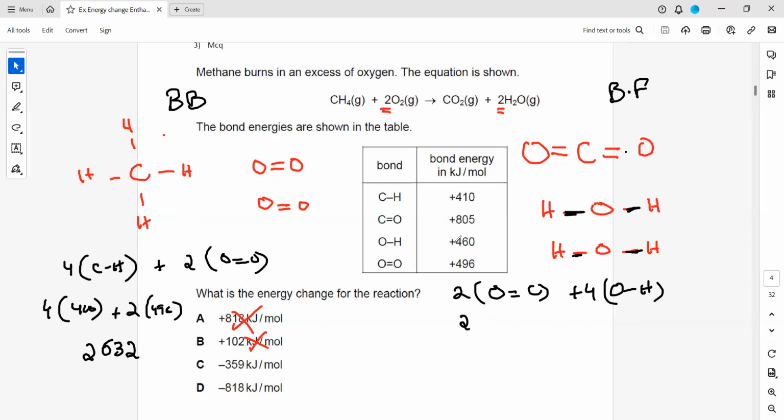So this will be 2 into OC. It will be 805 plus 4 into OH, which is 460. What's the answer for bond forming? The final answer. 2 into 805 plus 4 into 410. Sorry, 460. This is 460. 2 into 805 plus 5090.